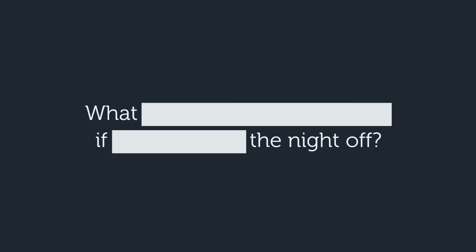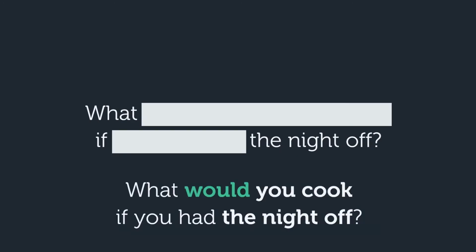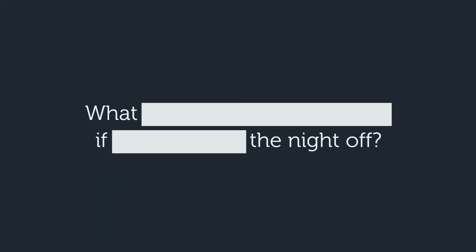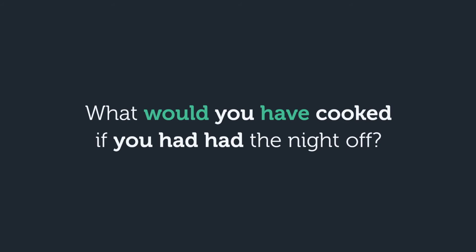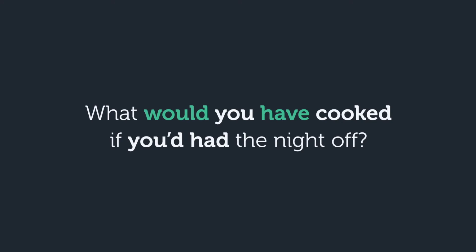In the last question, we asked what you would cook if you had the night off, which means that it was something that could still happen, even if unlikely, because it was in the future. Instead, what if I was asking about yesterday night, when I know you did work, but I still want to know what would have happened if you didn't? What would you have cooked if you had had the night off? Of course, to avoid the had repetition, we'd most likely say, if you'd had the night off.